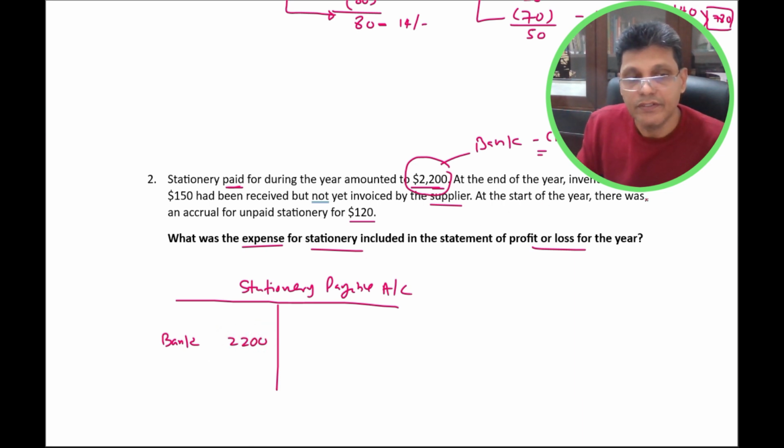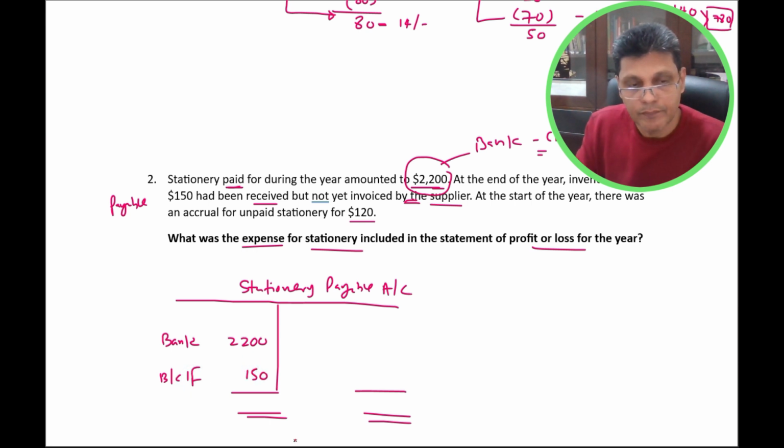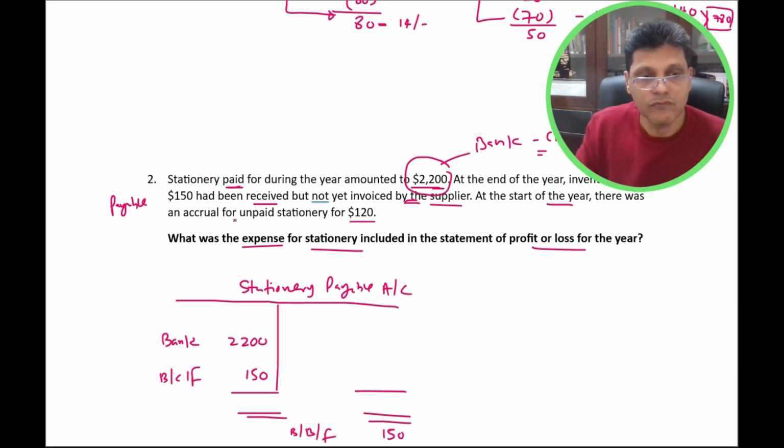At the end of the year, inventory costing 150 had been received but not yet invoiced by the supplier. So that means this is payable. This is the payable to the supplier. So therefore, since it is not yet paid, you need to carry forward this balance as a payable balance. Balance carried forward 150. So this will be the balance brought forward 150 to the next financial period. At the start of the year, there was an accrual for unpaid stationery 120. So there was an opening balance brought forward of 120 payable.